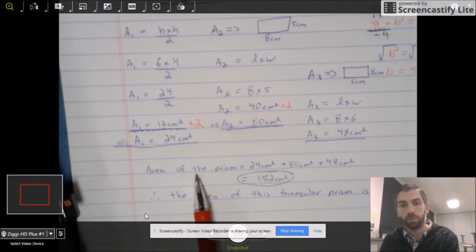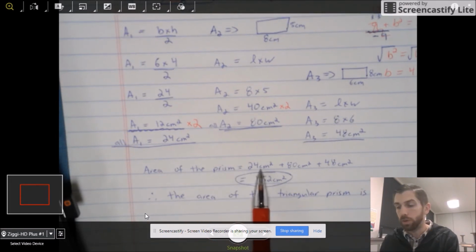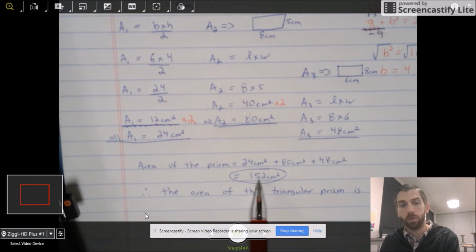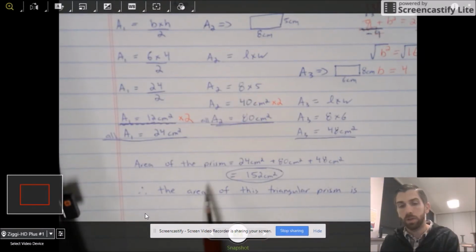So in order to find the area of this prism, I need to add them all up. 24 plus 80 plus 48, which gives me a total of 152 centimeters squared. And to finish this off, I'm going to write a statement. Therefore, the area of this triangular prism is 152 centimeters squared. And that is how you find the area of a triangular prism.